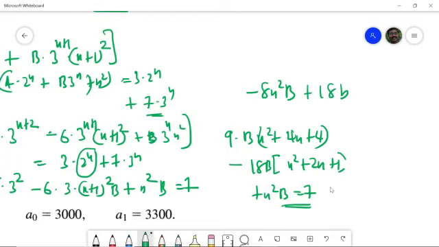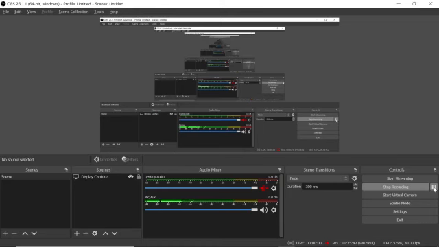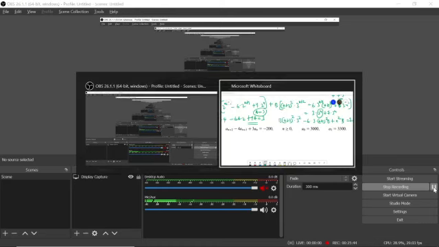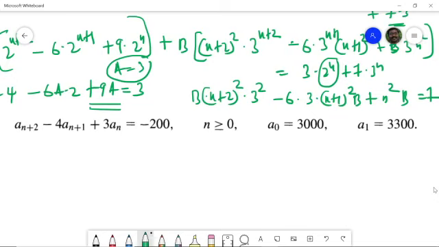So I hope you understand these problems also now. We will do one more problem. Consider this problem: a(n+2) minus 4a(n+1) plus 3a(n) is equal to 2 minus 200. So the solution will be of the form a(n) equal to a(n)h plus a(n)p.